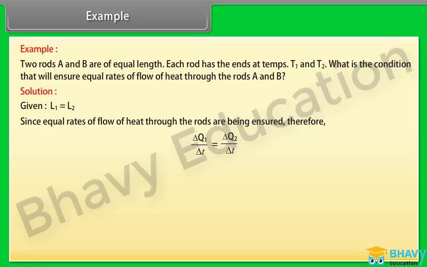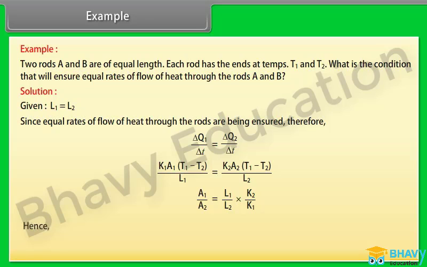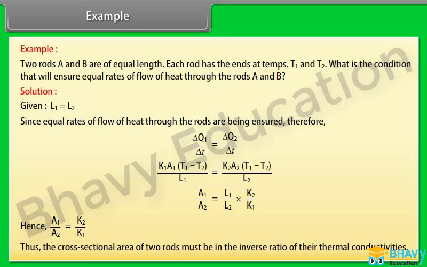On solving the expression, we get A1/A2 = (L1/L2) × (K2/K1). Hence, A1/A2 = K2/K1. Thus, the cross-sectional areas of the two rods must be in the inverse ratio of their thermal conductivities.